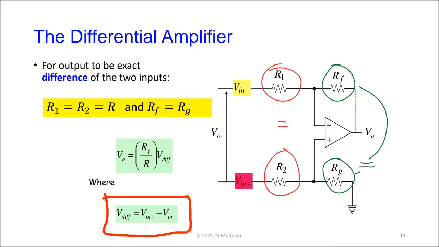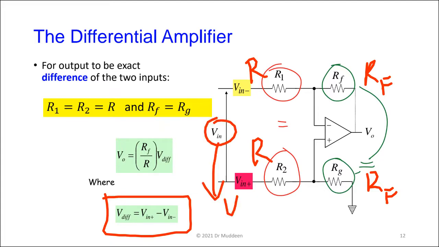Then the output of the differential amplifier is just the ratio of RF to R. Remember, this is R, this is R. We make this RF, this is RF. The output of this now is Vout equals RF over R times Vdiff, which is this, right? So this is Vdiff, right? Provided this happens here. Yeah? Fair enough? Everybody straight with that? Yeah, no, maybe. Okay, good.